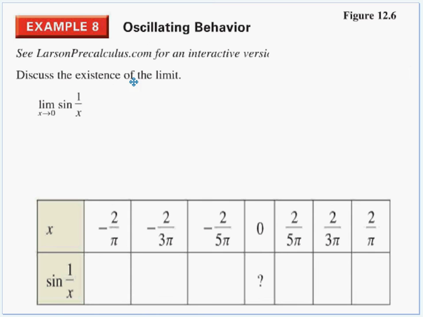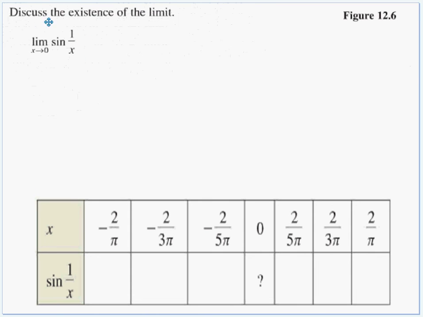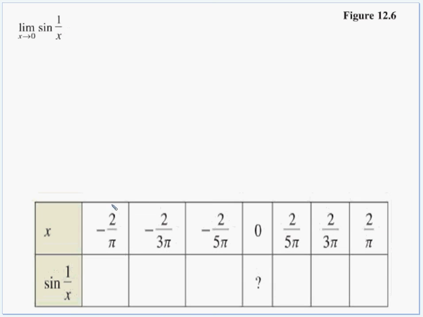So to explore this one, they give us this function, discuss the existence of this limit. We're approaching 0 of sine 1 divided by x. Kind of a weird function, but you'll see why they picked that specific one in a minute. And then they also pick some very odd x values to put in. Here's our 0. As we approach from below, we got negative 2 over pi, and then negative 2 over 3 pi, negative 2 over 5 pi.